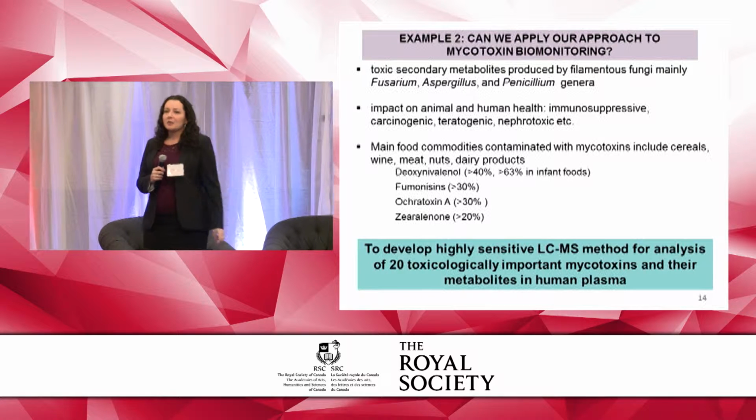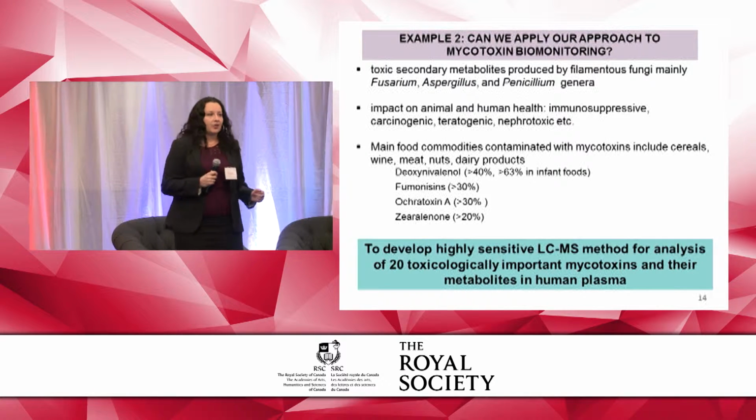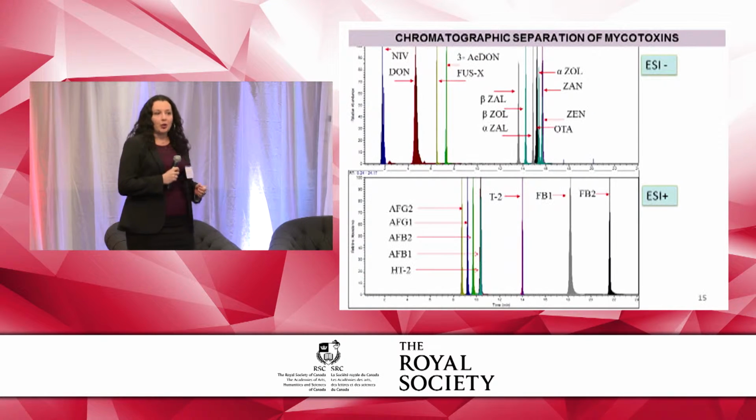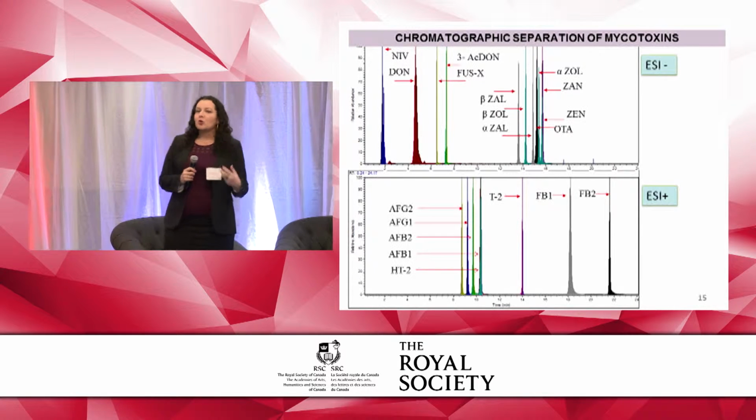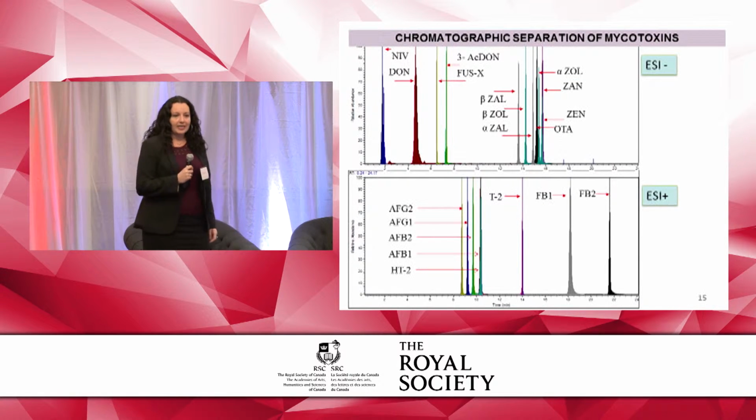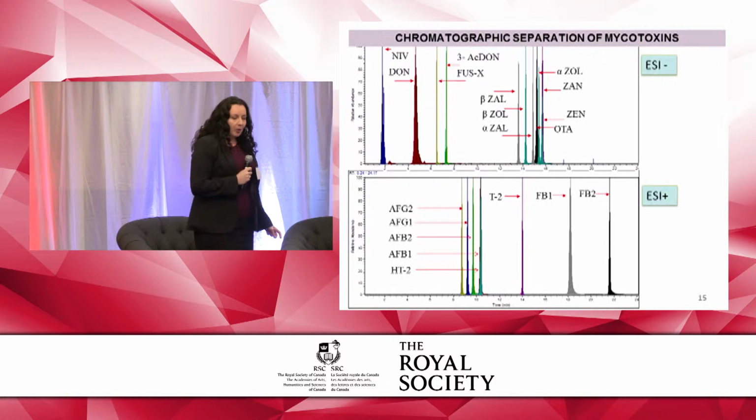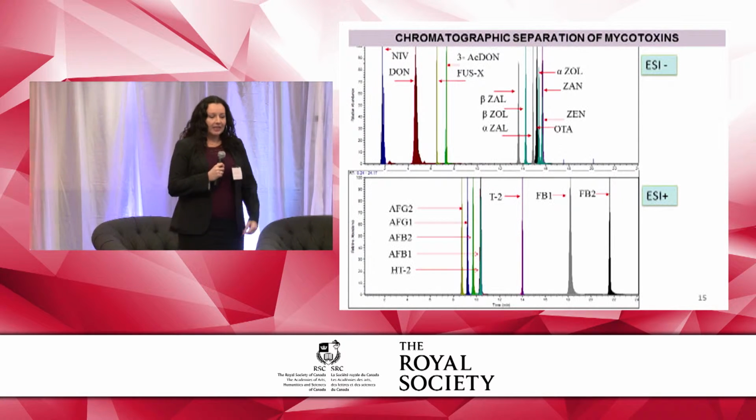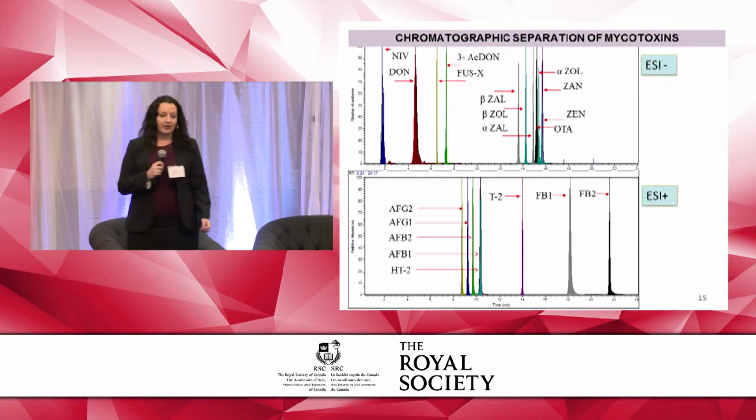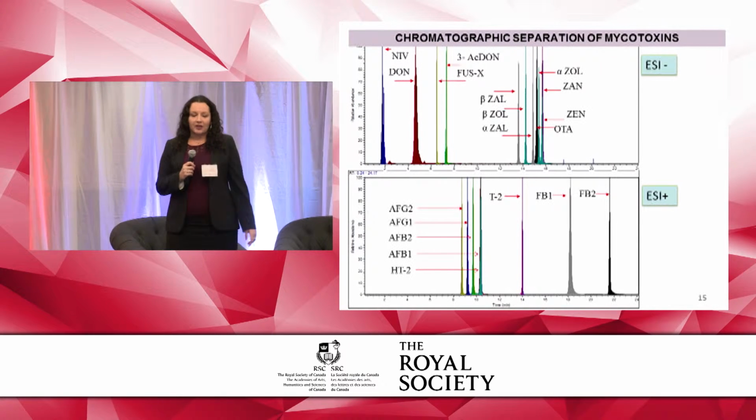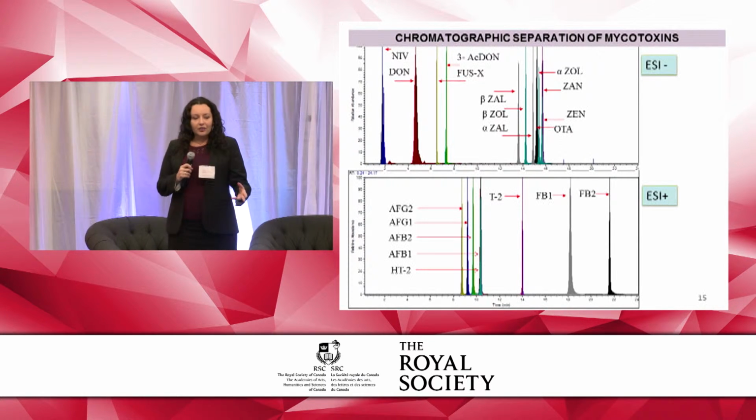In Canada, it's estimated that about 75% of food supply contains one or more of these mycotoxins, but there is no good methods to monitor population for these. So my lab set out to develop a method for 20 of these mycotoxins. This is an example of the separation that we can see. We can analyze all of the 20 species that we are interested in.